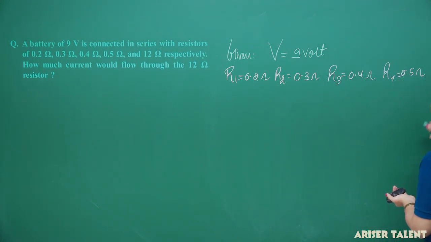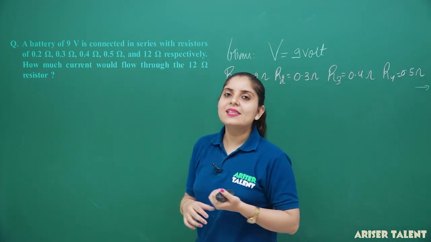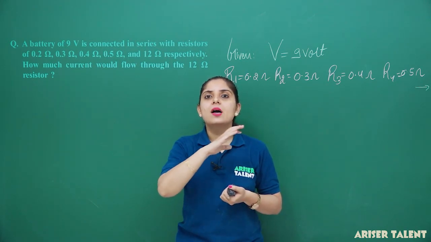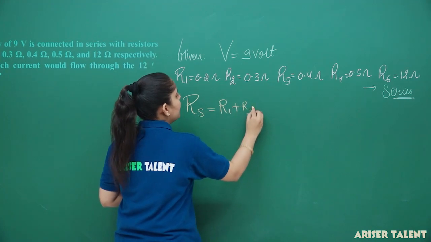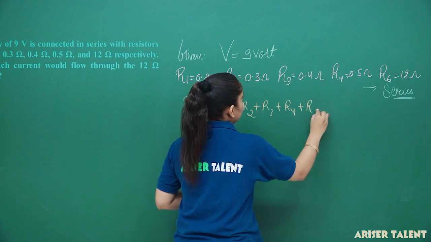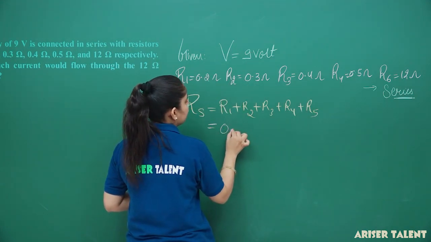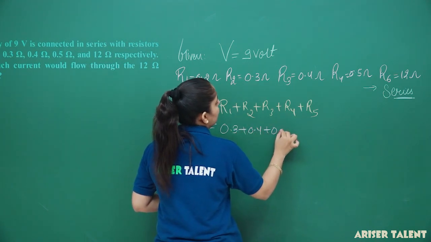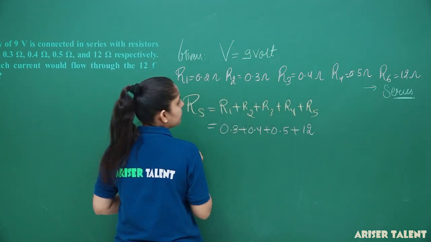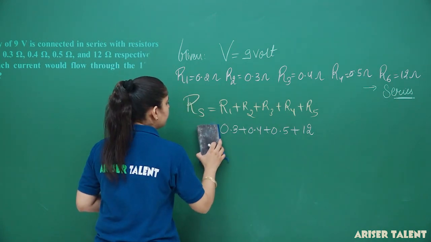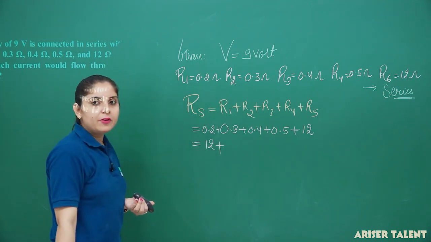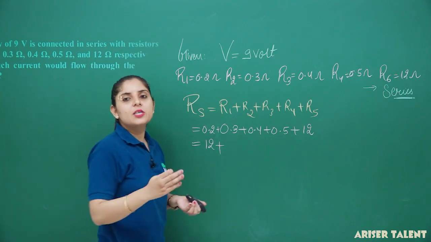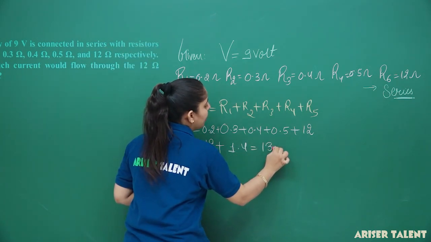These all resistances are connected in series combination. So what is the formula for calculating the total resistance in series? In the series combination, the total resistance will be the sum of all individual resistances. So I must write here that Rs will be equal to R1 plus R2 plus R3 plus R4 plus R5. So it comes out to be 12 plus 0.2 plus 0.3 plus 0.4 plus 0.5. 0.2 plus 0.3 is 0.5, 0.5 plus 0.5 is 1.0, 1.0 plus 0.4 gives you 1.4. So it comes out to be 13.4 ohm.